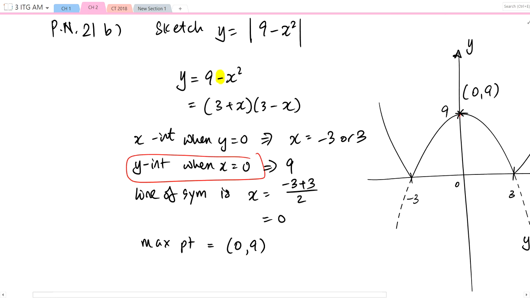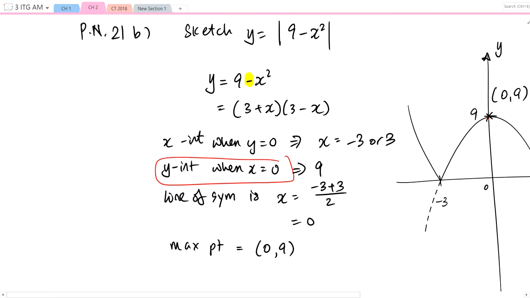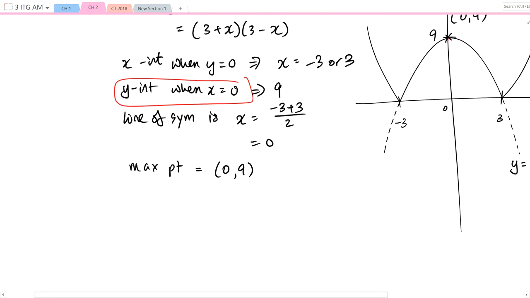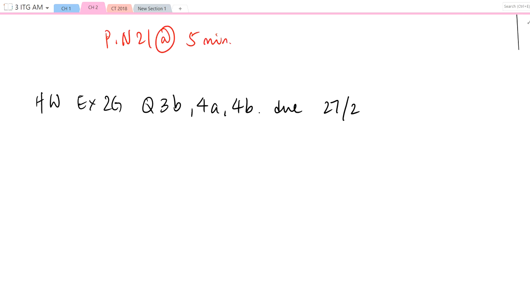So use the remaining time to do Practice Now 21 question 8. It should take you no more than 5 minutes. And these are 3 homework questions from Exercise 2G. Question 3B, 4A and 4B, they are due on the 27th of Feb.